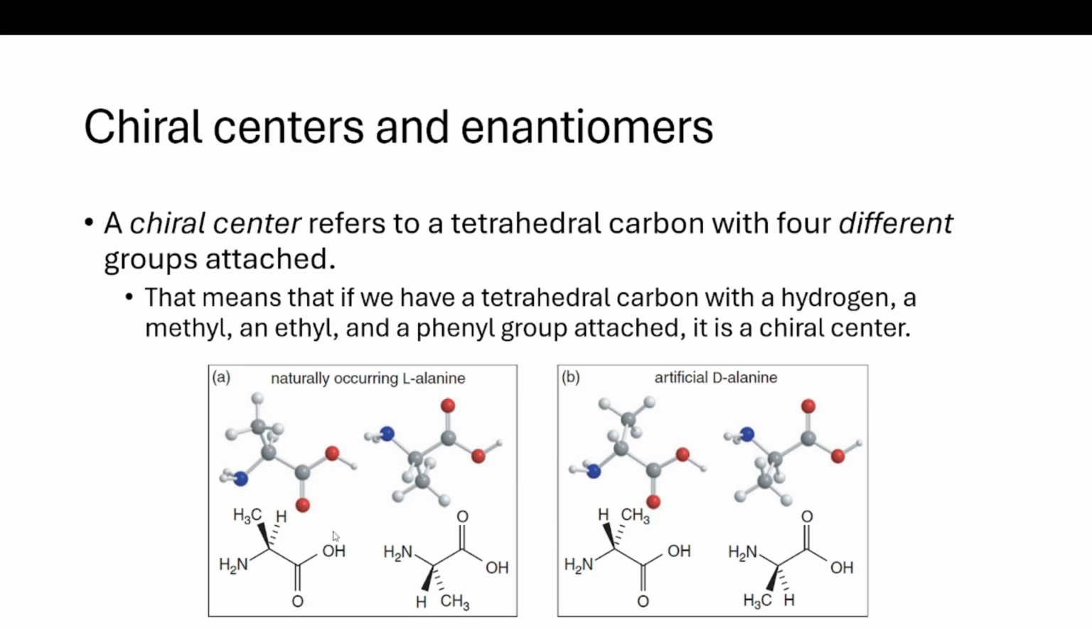And we can see that we have this molecule alanine. Alanine is one of the 20 fundamental amino acids, and we have this chiral center right here. This carbon is attached to an amino group, a methyl, a hydrogen, and the rest of the molecule. These groups are all different, making this carbon the chiral center. Based on the arrangement of the groups, we can classify these enantiomers as L and D.